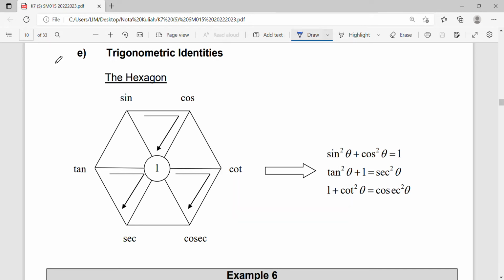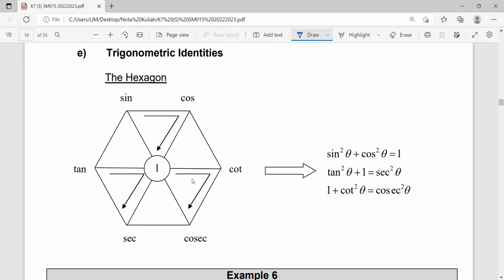For trigonometry identities, we have three formulas here. Sine square plus cos square equals to 1. Tangent square plus 1 equals to secant square. And 1 plus cotangent square equals to cosecant square. Okay, so how to remember these trigonometry identities formula? Because we can use a hexagon diagram here.